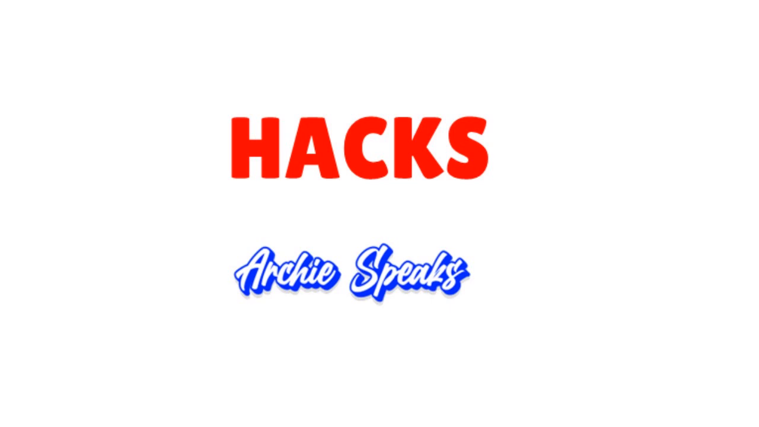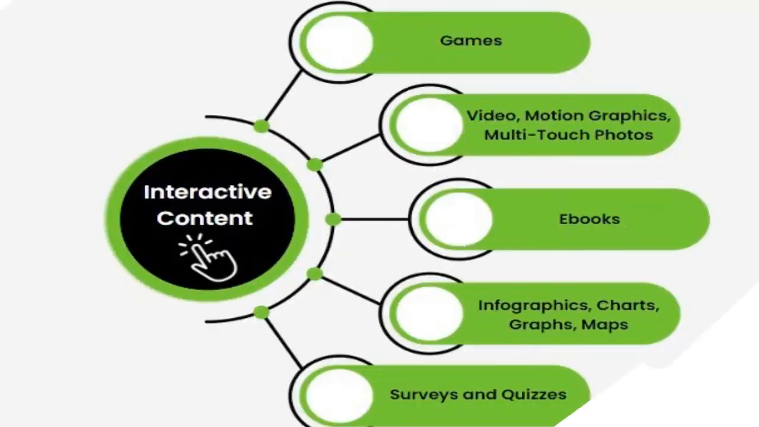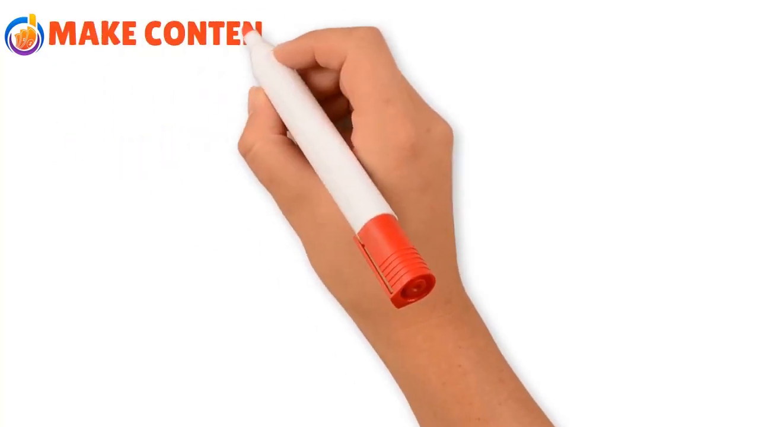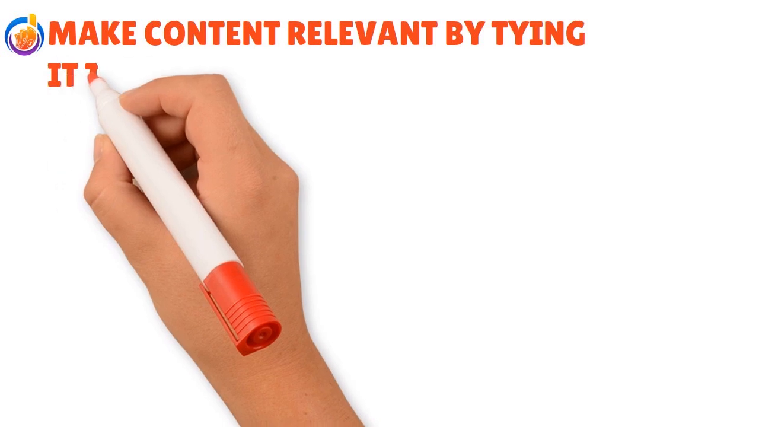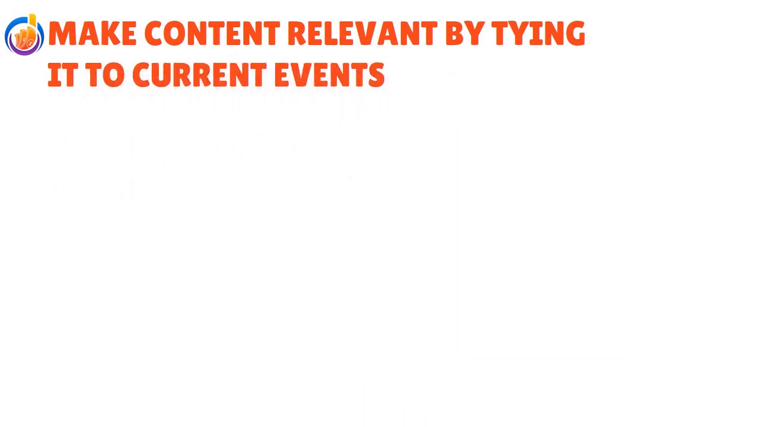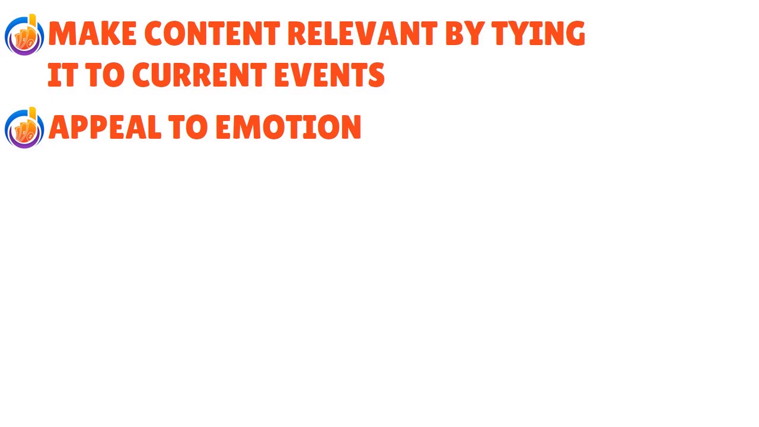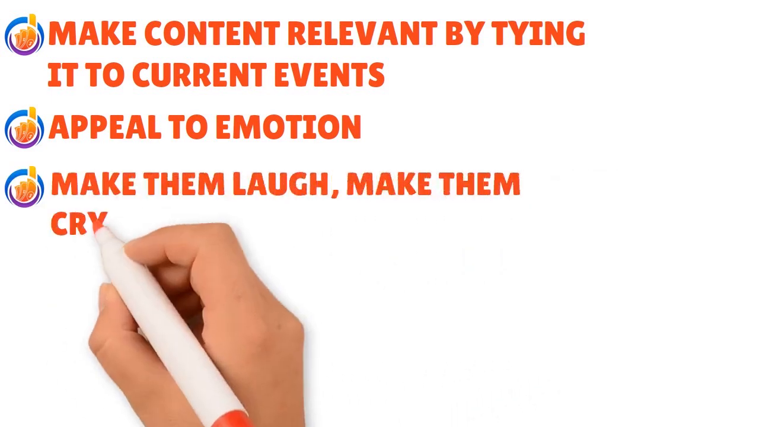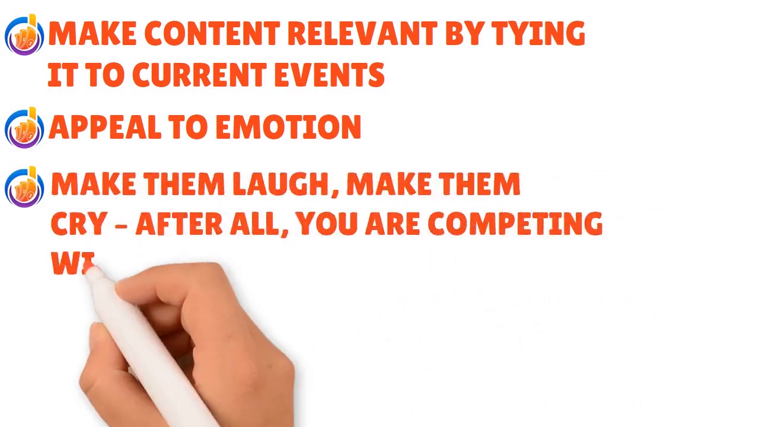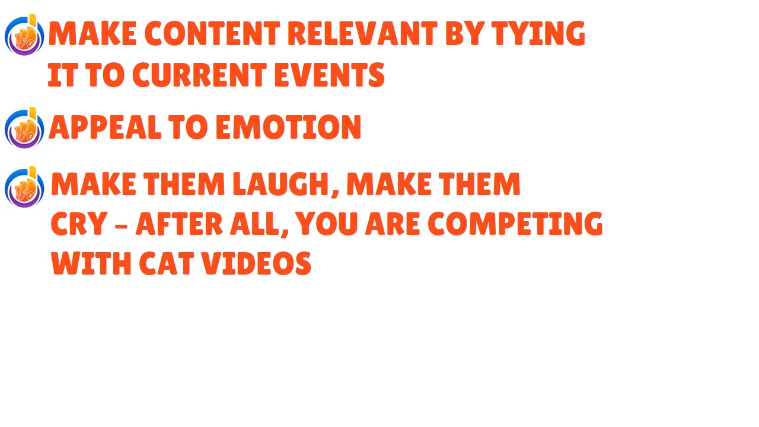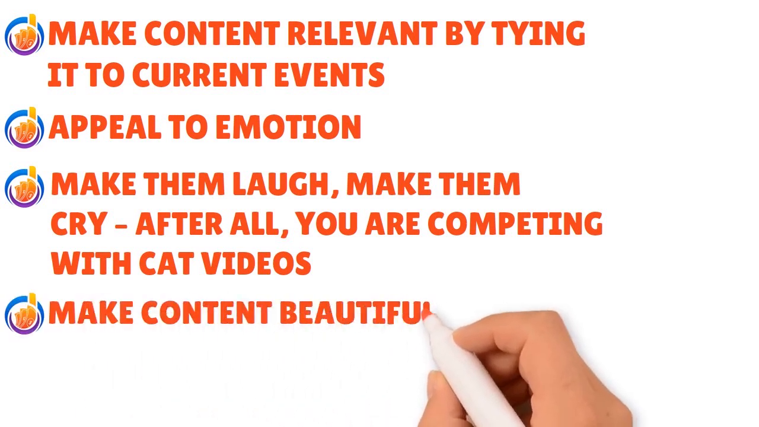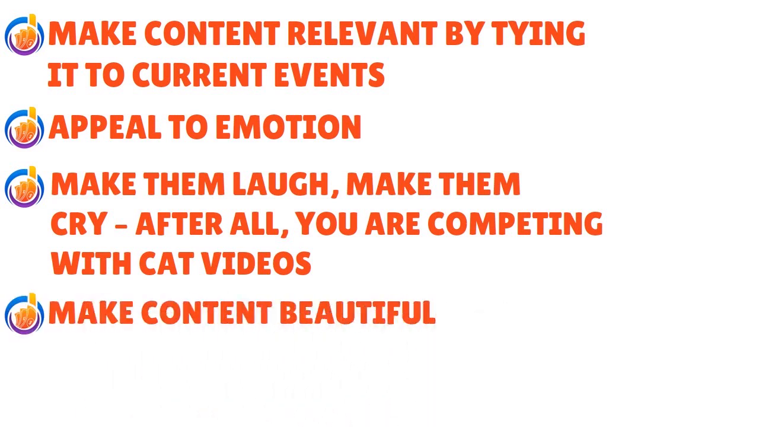Here are some lessons on how to create interactive content. Basically, from all those different content types and examples, you want to make content relevant by tying it to current events. You want to appeal to emotion. That's really important. You want to make your users laugh, make them cry. After all, you are competing with cat videos. Think about that. You want to make your content beautiful, and see what works for your audience.